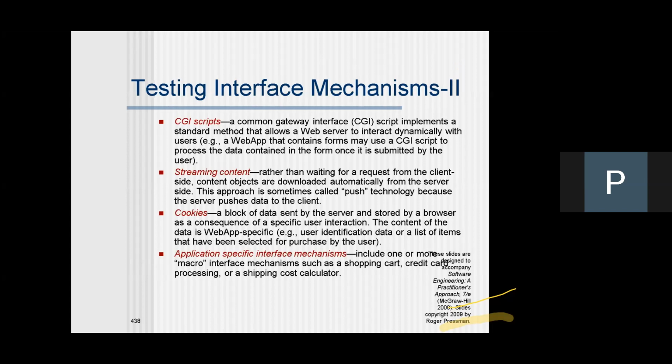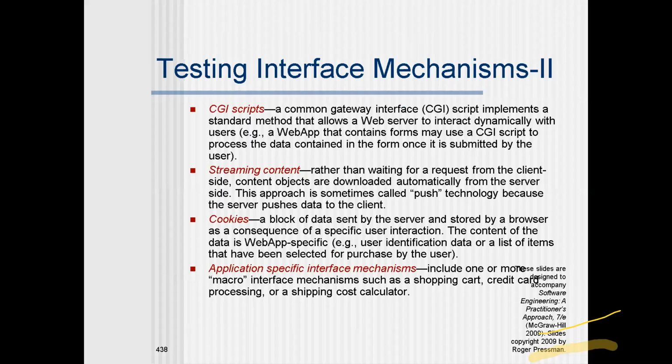And next is cookies. Cookies also have to be taken care of because that's an important way in which a client communicates with the server. And application specific interface mechanisms are important because not all applications will have all possible interfaces. For example, if I'm creating a web app for online shopping, then I need to create interfaces for a shopping cart where I can include all the items that I want to purchase, a methodology where I can make online payment, for example credit card or debit card or any other online transfer, and then a shipping cost calculator.